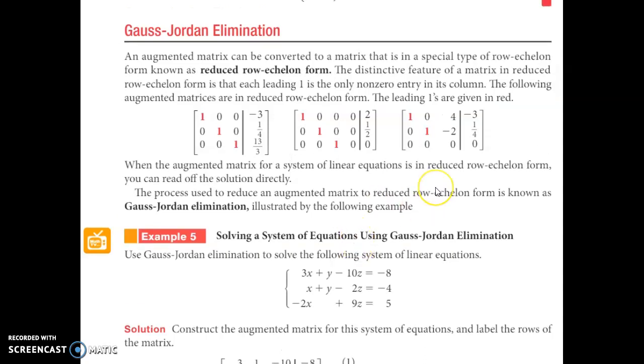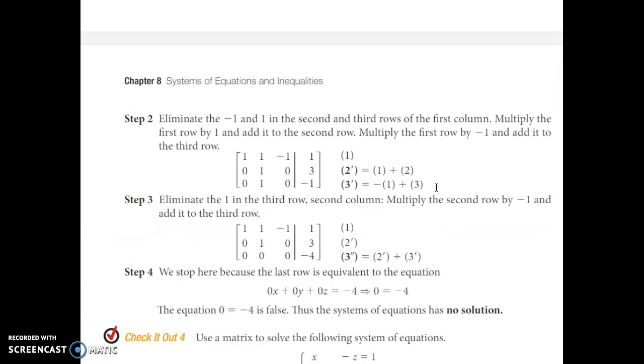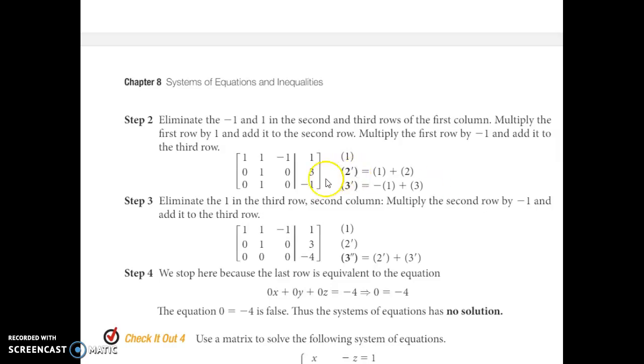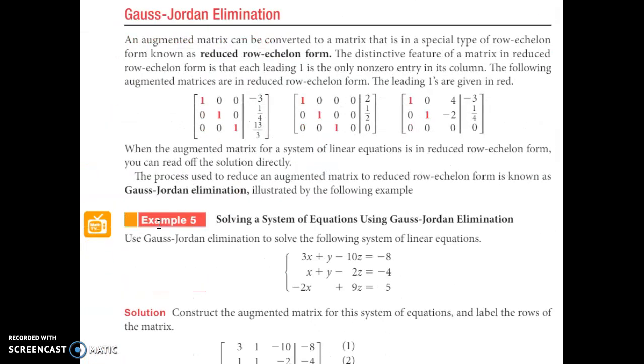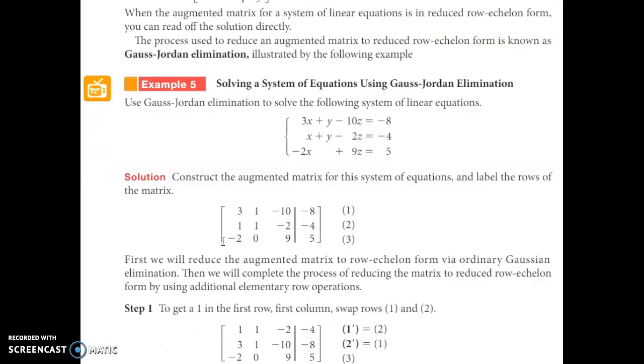So this is in chapter 8.3, page 672, Gauss-Jordan elimination. Start with systems of equations. So here it is, example 5, which written as a matrix is kind of obvious. That's how it looks.